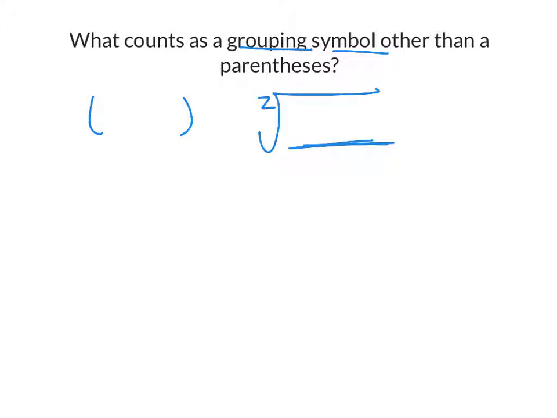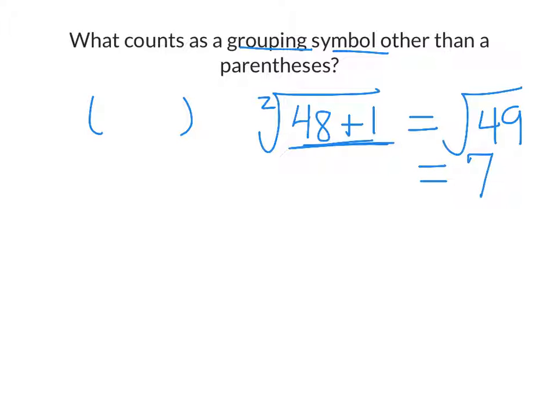You're going to do any work that's underneath. So let's say it was the square root of 48 plus 1. We're going to have to do that 48 plus 1 first, and then we'd end up with the square root of 49. Notice I'm not putting my little 2 there because it's such a common question that we don't really need it. The square root of 49 is 7.